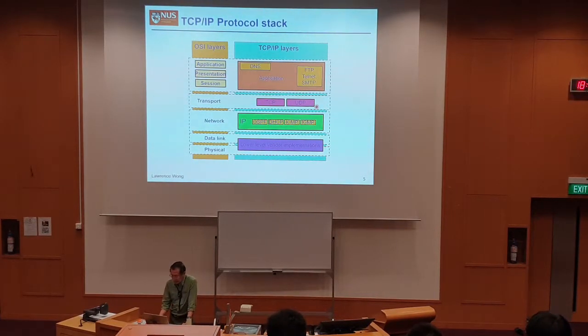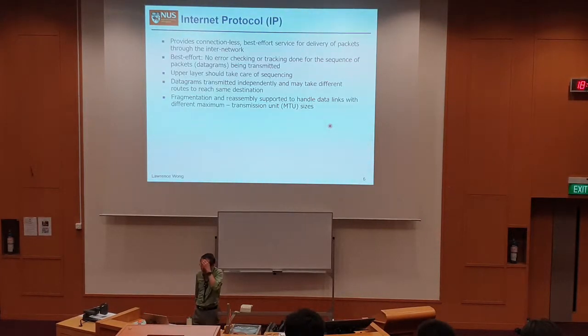Okay, so on the Internet protocol side, which is this guy here, it's in the network layer, and as you can see, there are various protocols here, which we will quickly go through. Okay, so the Internet Protocol, or IP, provides connectionless best effort service. Okay, best effort means I try my best. If it works, it works. If it doesn't work, too bad. That's best effort. Okay, so there's no error checking because that's not the role of the network layer. There's no error checking or tracking.